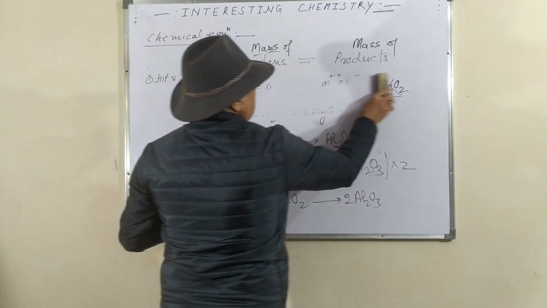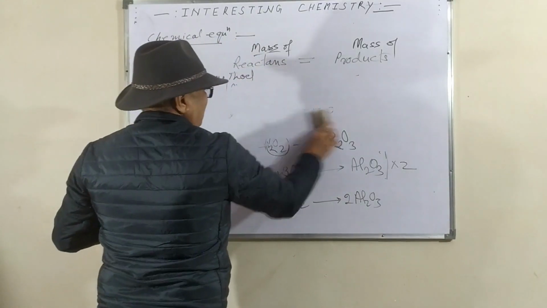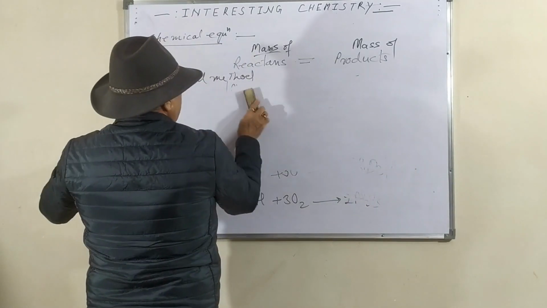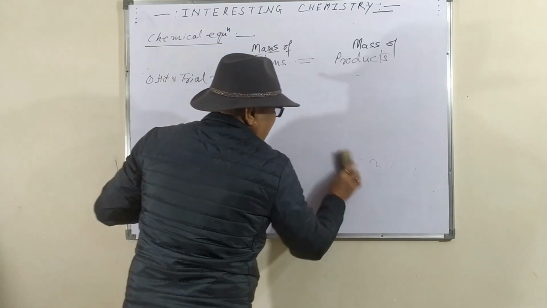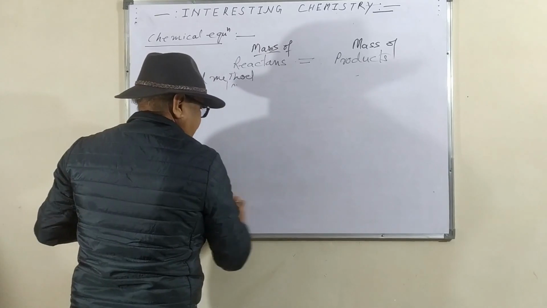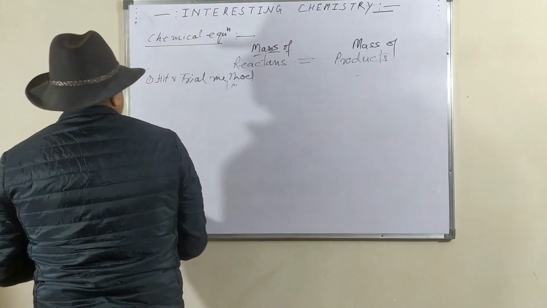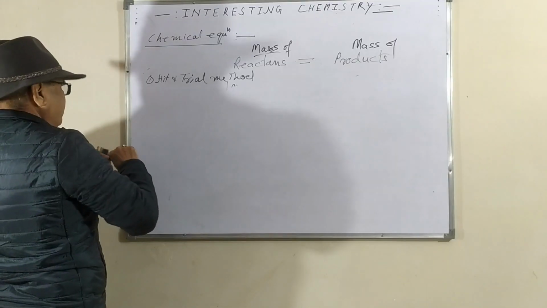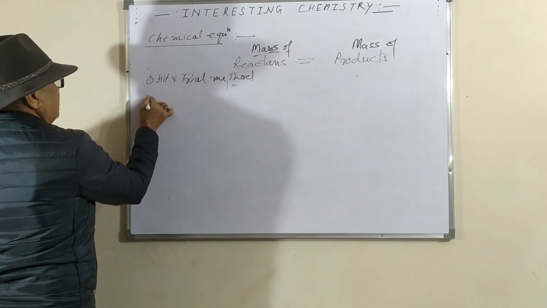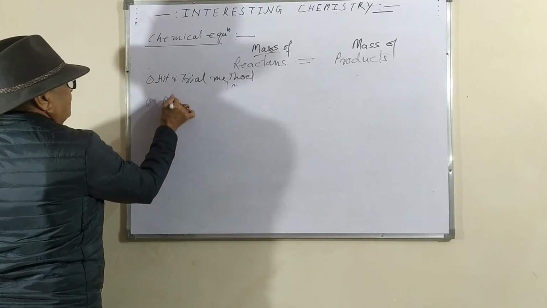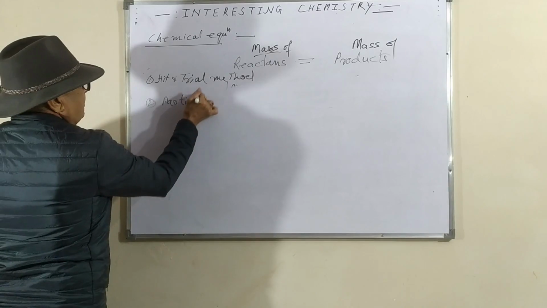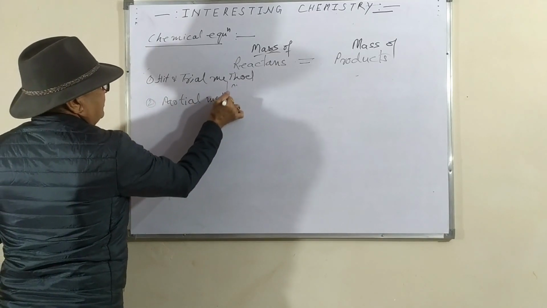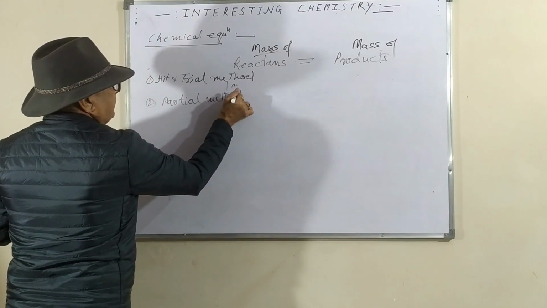Now the second method to balance the equation. First I told you the hit and trial method. The second is the partial method. This is the partial method.